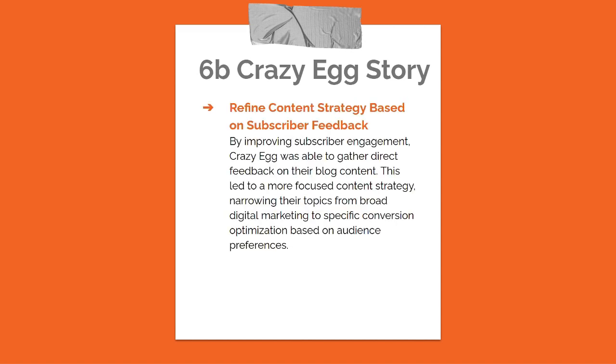And lastly, CrazyEgg refined content strategy based on subscriber feedback. So by improving subscriber engagement, CrazyEgg was able to gather direct feedback on their blog content. This led to a more focused content strategy, narrowing their topics from broad digital marketing to specific conversion optimization based on audience preferences. So in other words, they used their email list to get feedback for future content, and it worked incredibly well. Because of the previous reasons.